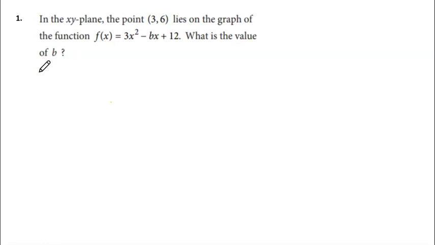So the first question is, in the XY plane, the point (3, 6) lies on a graph of a function f of x equals 3x squared minus bx plus 12. What is the value of b? So here, you've been given the value of x, which is the number 3, and the value of f of x, which is the 6.